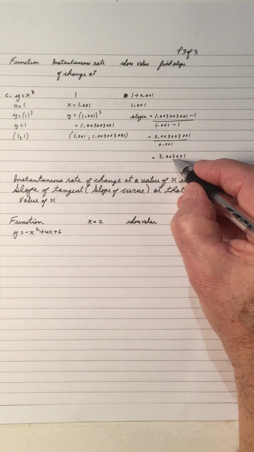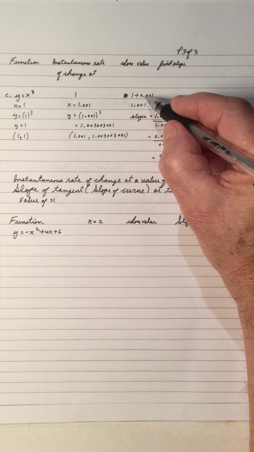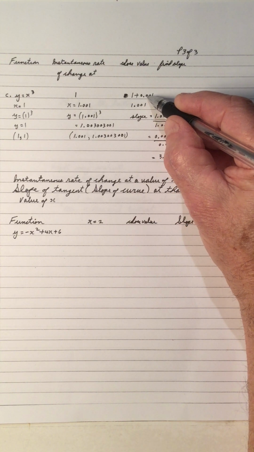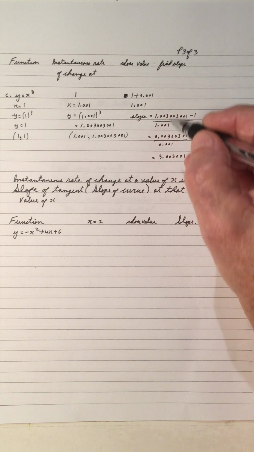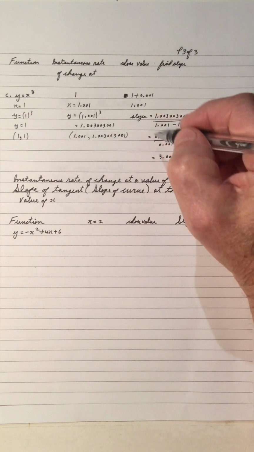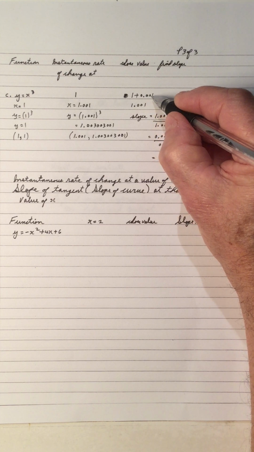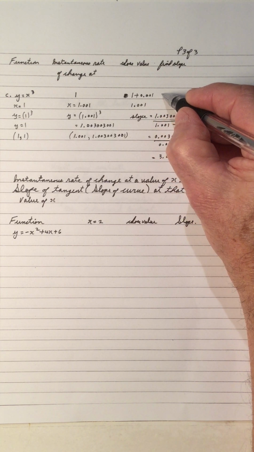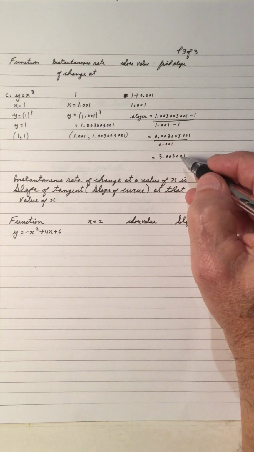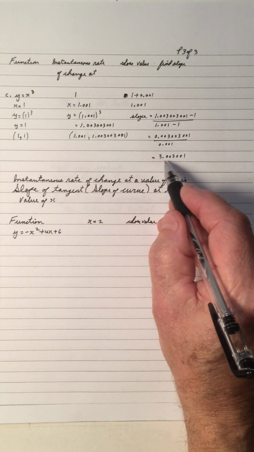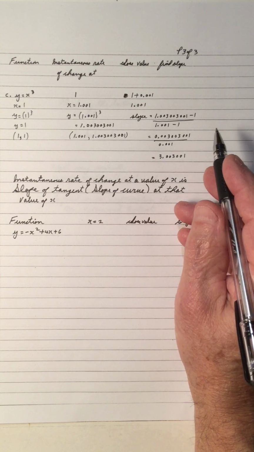Approximately, because we're close. Again, the more decimal places we go, if we went to 0.0001, we would get closer. Looks like you're getting close to 3. If we went to 0.00001, we would get even closer to 3. So the instantaneous rate of change at 1 is approximately 3.